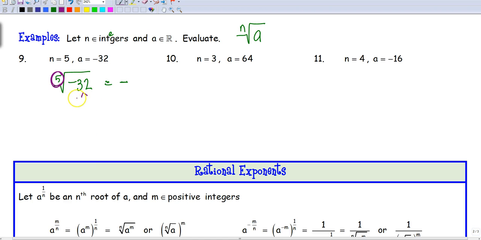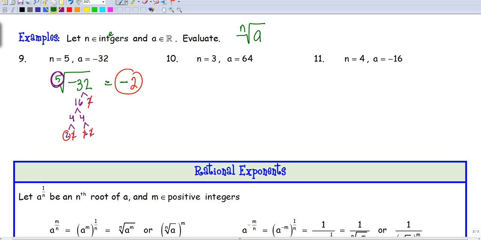Break down a 32 any way you want. 16 and 2, 4 and 4, 2 and 2, 2 and 2. Because my index is 5, I need a group of 5 in order for 1 to come out. 1, 2, 3, 4, 5. So a 2 can come out, and it's going to be a negative. There you go.